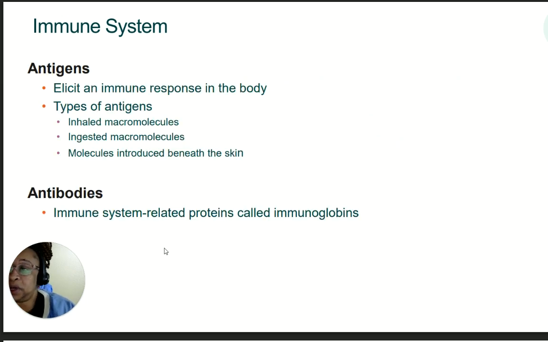Also in the immune system, we have the antigens, the elite of the immune response in the body, and the types of antigens that are in the immune system, and the antibodies in the immune system relate to proteins called immunoglobulins.